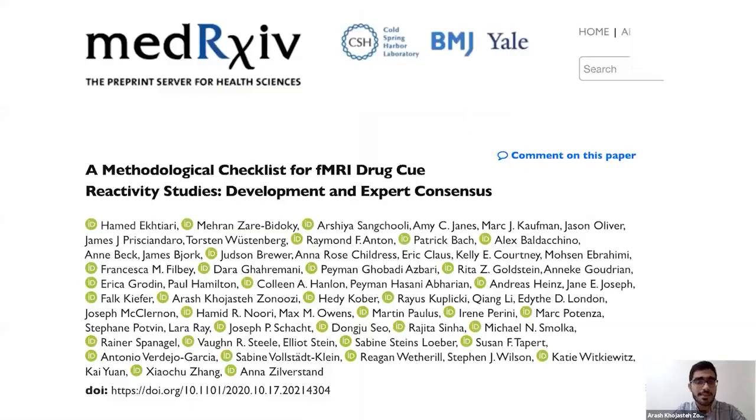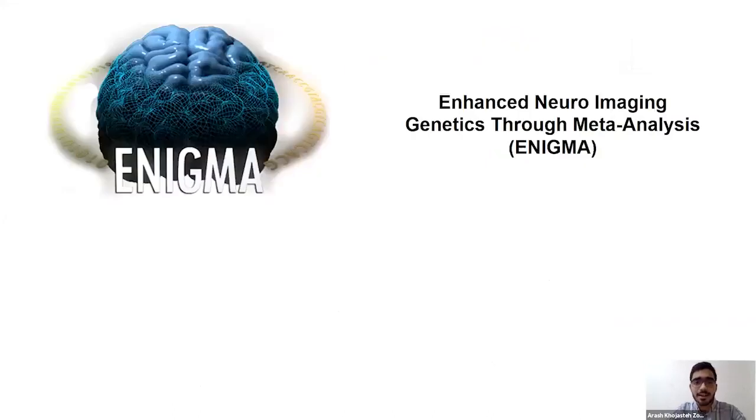The checklist has been developed after a global expert consensus making process, which has recently become available on medRxiv, and the link will be provided for you in the chat space in case you're eager to take a closer look. As you can also see here, around 60 scientists and colleagues from all around the world have collaborated to make this happen. And it was such an honor for me as a student to play even a small role in conducting this consensus.